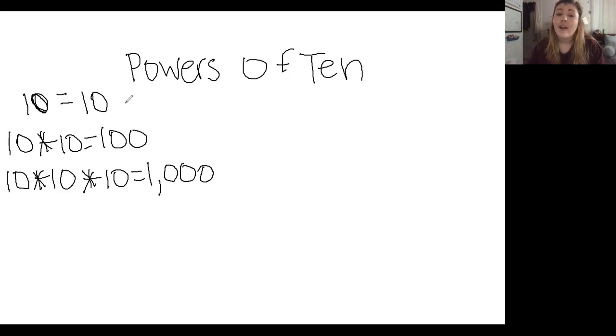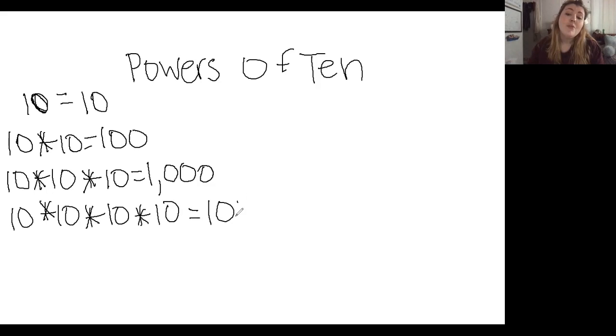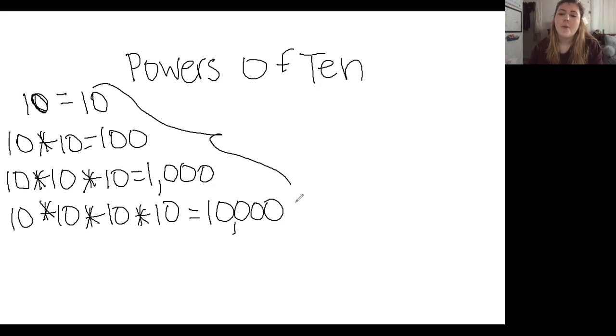Now, if you notice when I'm writing these numbers out, there is a pattern here. If you haven't figured it out yet, you will after this next one probably. I'm going to do 10 four times. 10 multiplied by 10, multiplied by 10, multiplied by 10. And that's going to be equivalent to 10,000.